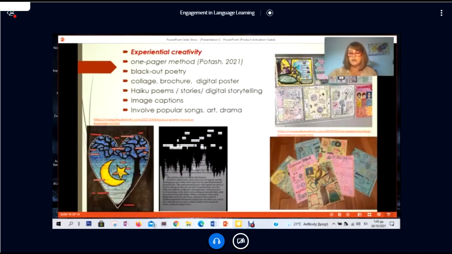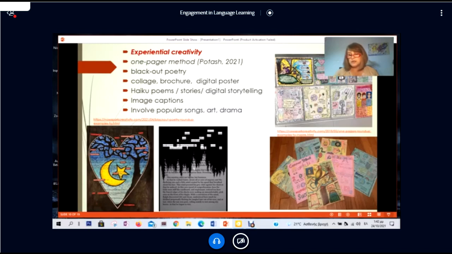Experiential creativity is another way to engage teenage learners, such as the one-pager method and the approach of blackout poetry. Alternatively, students can create a collage or brochure or digital poster on the topic of the lesson or of the whole unit. Using pictures, art, excerpts of text, and pieces of text, students can also create their own poems and maybe haiku poems on a theme, write their own stories, even use digital storytelling tools, or add captions to images.